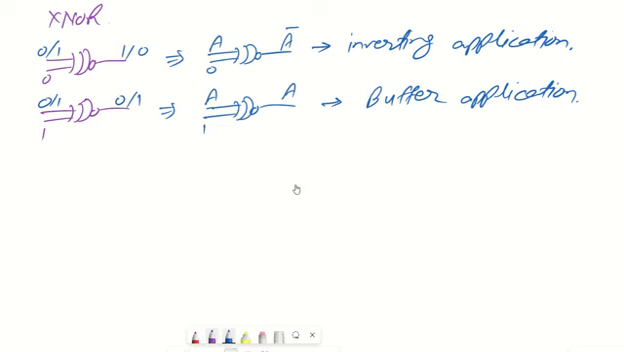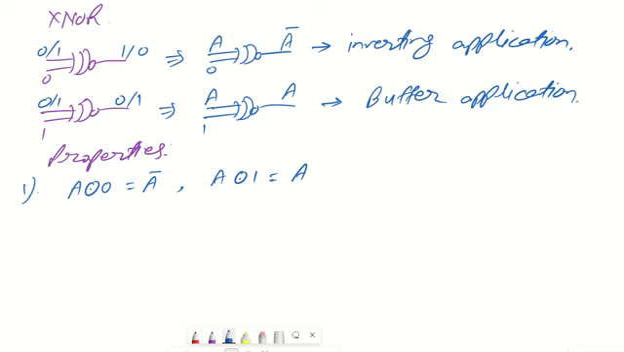Now let us talk about some of the properties of the XNOR gate. These are very important properties. First, A XNOR 0 is A bar, which means it gives you the complement. Similarly, if I do A XNOR 1, then it is going to give me A, which means it is a buffer application.